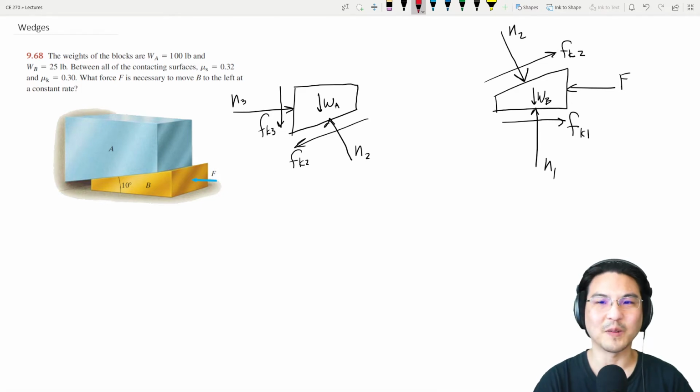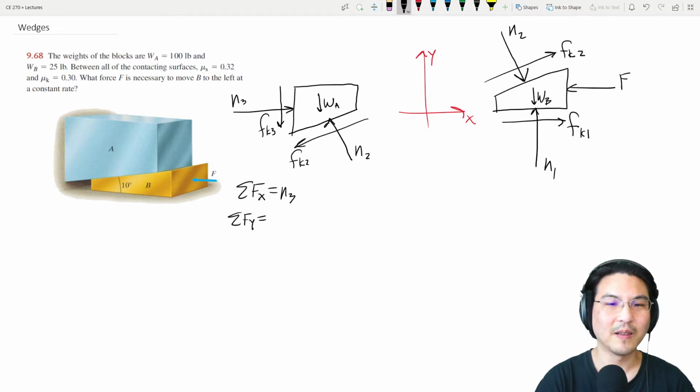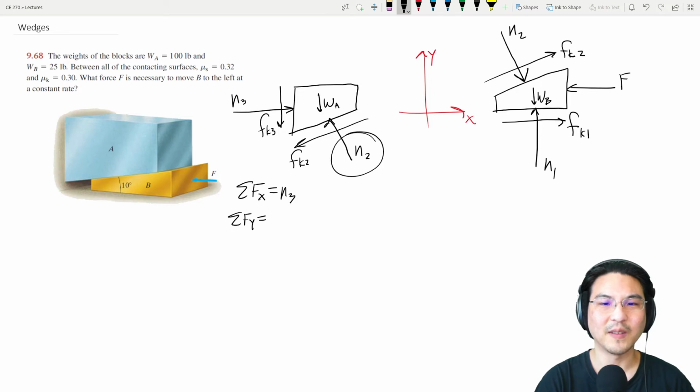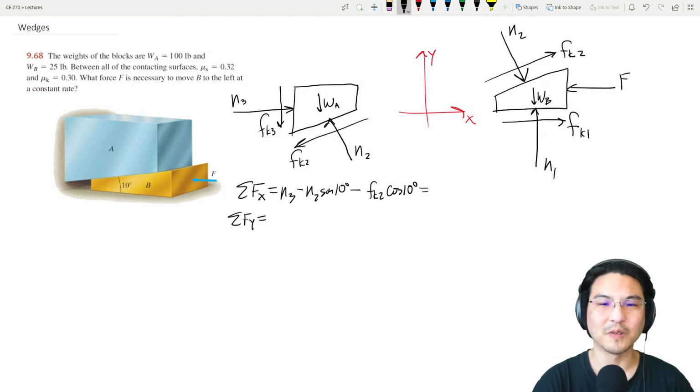And then you can just pick coordinates however you want, and then write out Newton's second law decomposed. Okay, so in the x direction, I'll start with this one. In the x direction, we got N3. The x component of N2, which would be negative N2 sine 10 degrees. The x component of that, negative FK2 cosine 10 degrees, equals mass A times its acceleration, which, since it's not moving in the x direction, is 0.